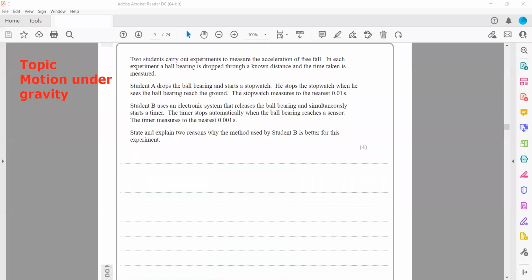So, topic: motion under gravity. Question: two students carry out experiments to measure the acceleration of free fall. In each experiment, a ball bearing is dropped through a known distance and the time is measured.